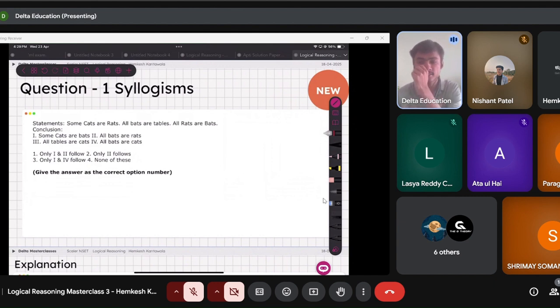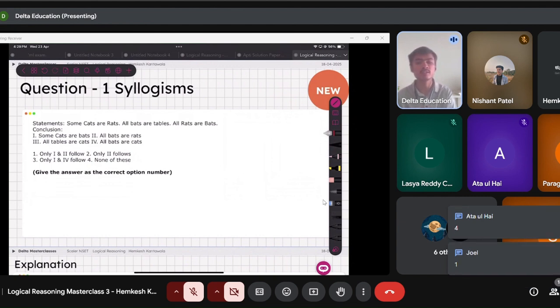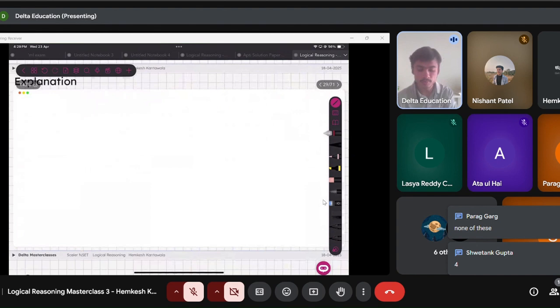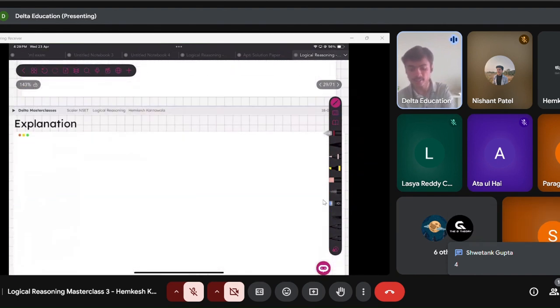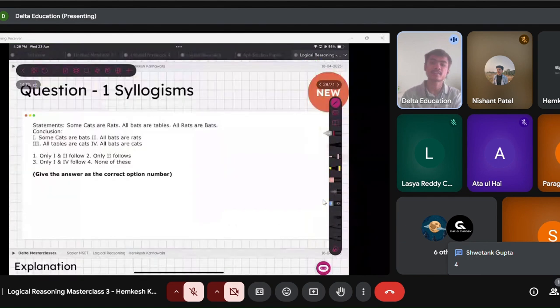Are we having the answer to this question? Option 4, okay. Option 1, okay. None of this means option 4. So option 4 is the correct answer. This is the first question of this.